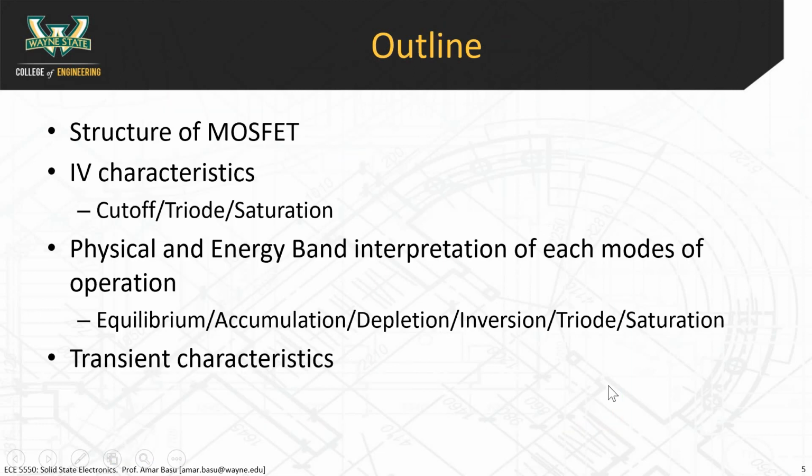So let's get into the MOSFET then. We'll talk about the structure of the MOSFETs with the IV characteristics in the 3 regions of operation: the cutoff, the triode, and saturation. And then we'll talk about the physical and energy band model of each of the modes of operation. There's many of them: equilibrium, accumulation, depletion, inversion, triode, saturation. We'll touch on all of them. And then we'll get into some of the transient characteristics, like what determines the speed of a MOSFET. What limits the clock speed that it can operate at?